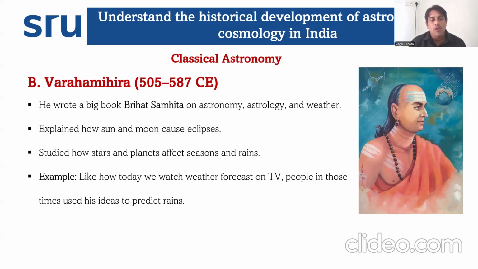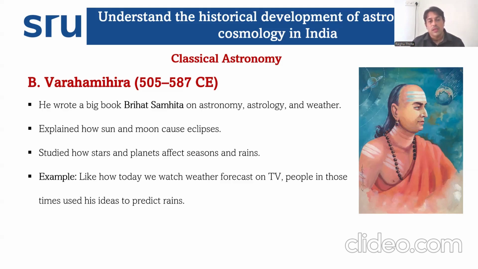He has explained how the sun and moon cause eclipses, the solar eclipse and the lunar eclipse. He studied how stars and planets affect the seasons and rains. He also studied during the Vedic period and the classical period itself. We are talking about the greatness of modern astronomy, or modern space research, and you know that all these things were already studied by our ancestors. They have given many valuable inputs for our modern space research.